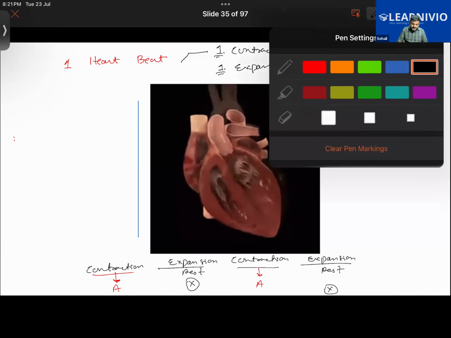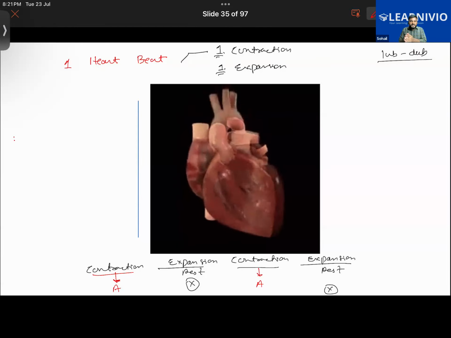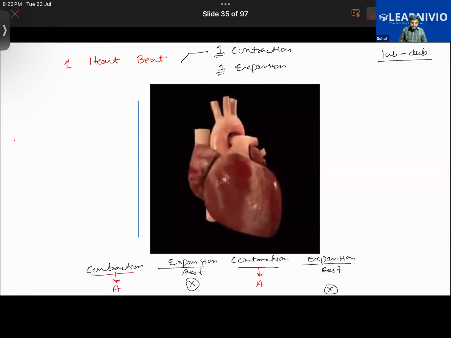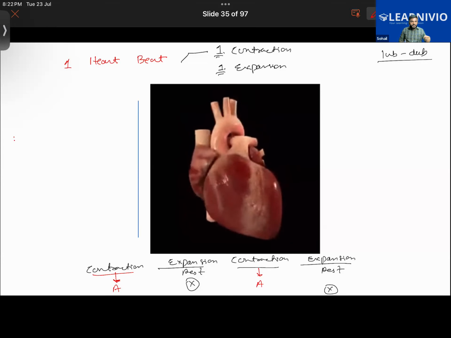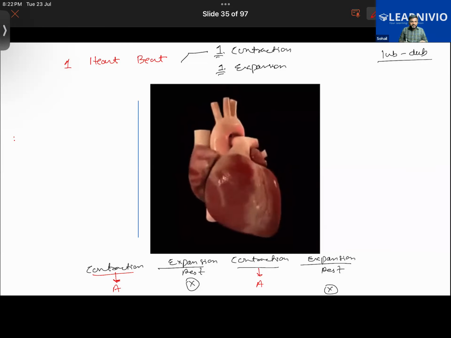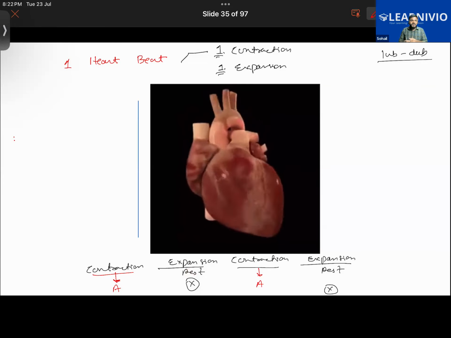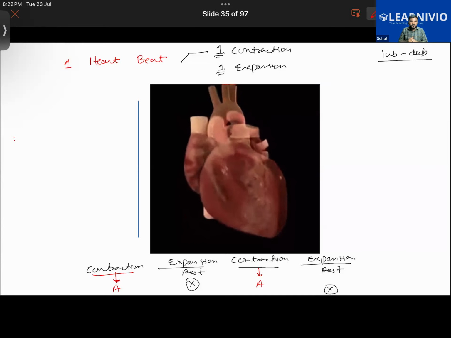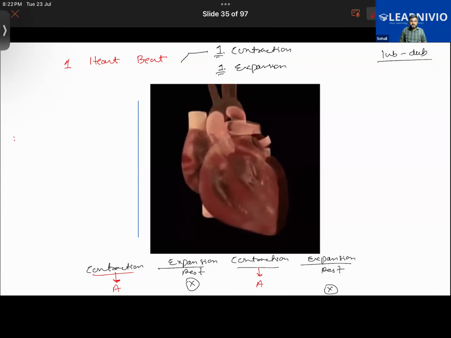So what I'm saying is that the flow of blood in the arteries is not going to stop while the heart is expanding, while the heart is resting. That does not happen. The flow of blood is continuous. Why? Because the amount of time for which your heart would be resting is so small that it is almost insignificant, almost negligible. Getting what I'm trying to say? Everyone getting it?